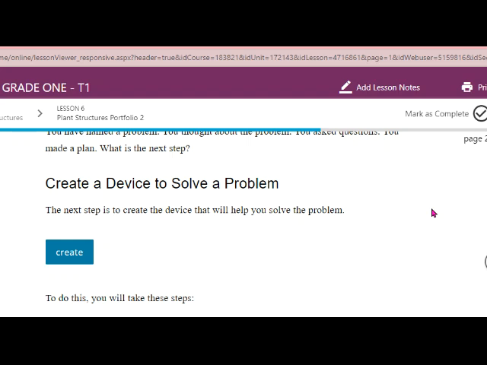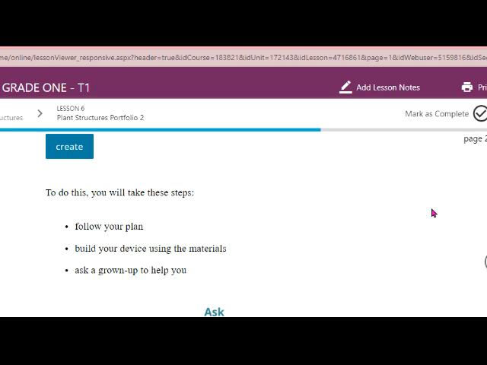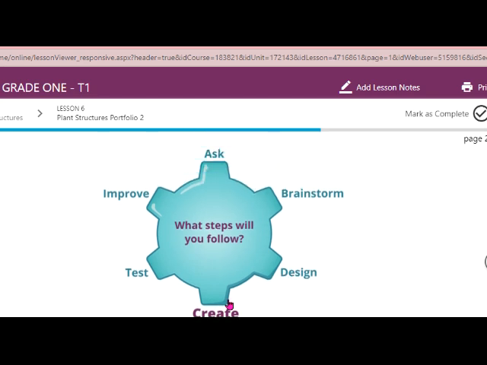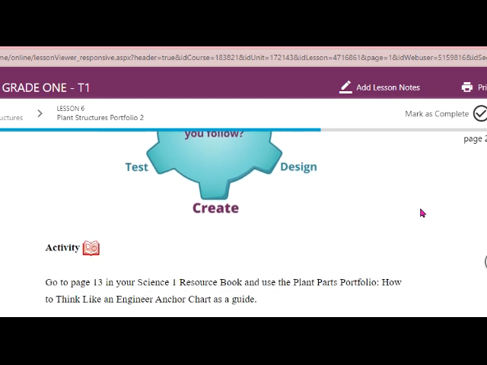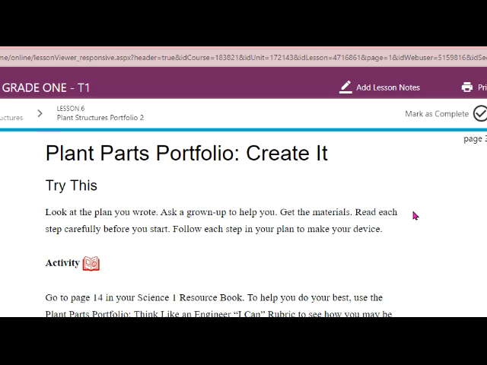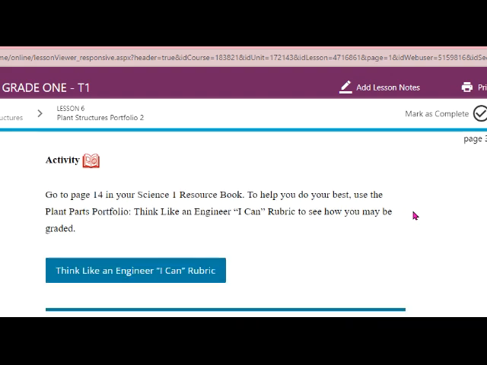The next step is to create the device that will help you solve the problem. To do this, you must take these steps. Follow your plan, build your device using the materials, and ask a grown-up to help you if you need help. So here we are, we're on Create now. Look at the plan you wrote and ask a grown-up to help you. Get the materials, read each step carefully before you start. Follow each step in your plan to make your device.